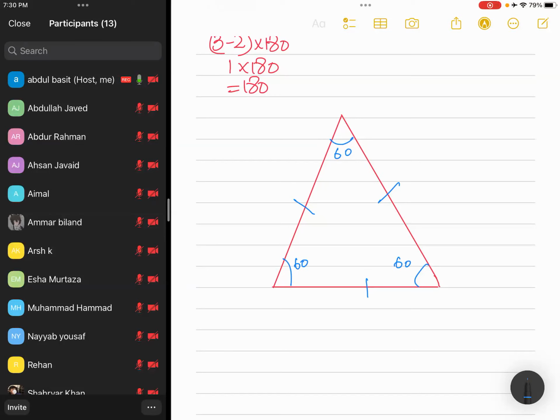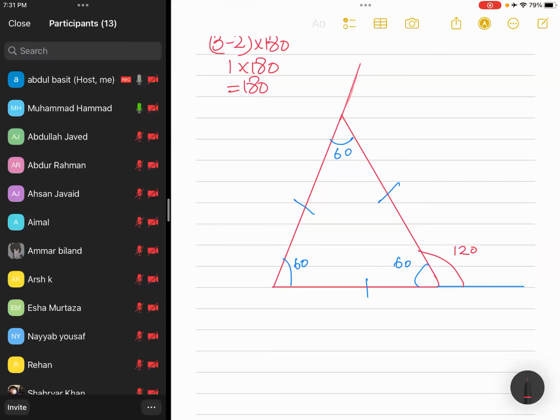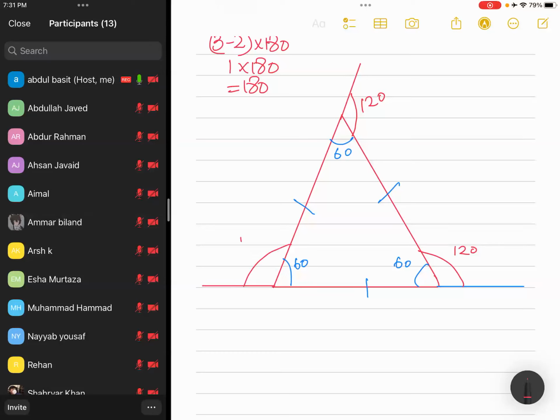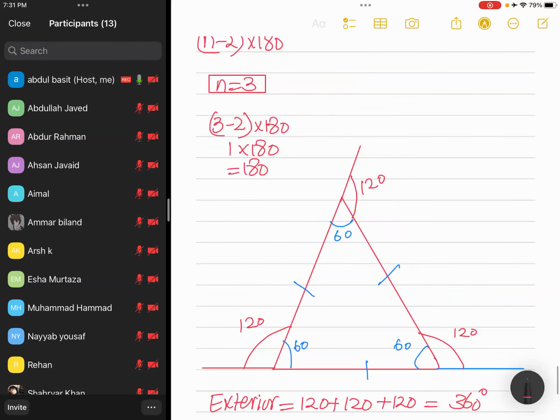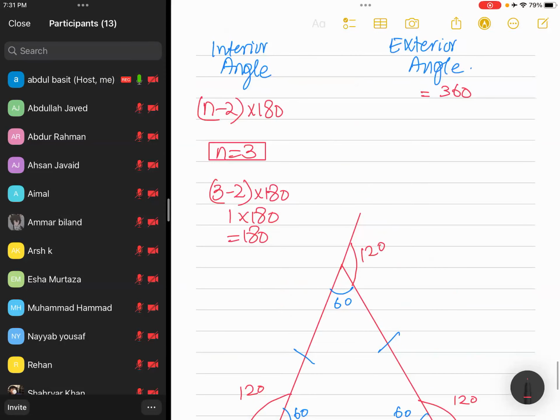Okay, now exterior angle. जरा देखें बेटा, exterior angle with the ground is what? With the ground is 120. Yes or no? Look at this. Yes sir. With the ground is 120. See, there are three interiors and three exteriors. So 120 plus 120 plus 120 is equal to 360. Proved or not that the sum of the total exterior angles is equal to 360? Yes or no?